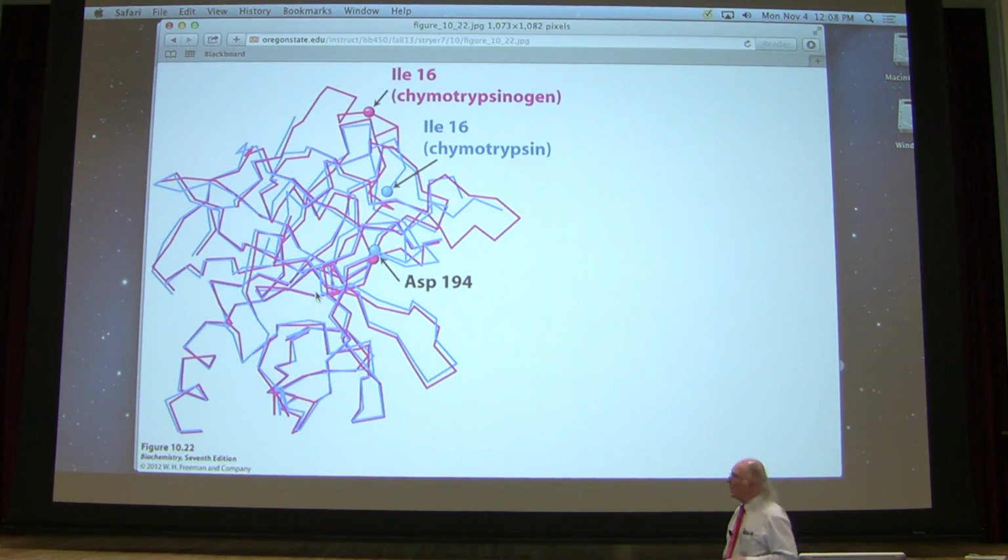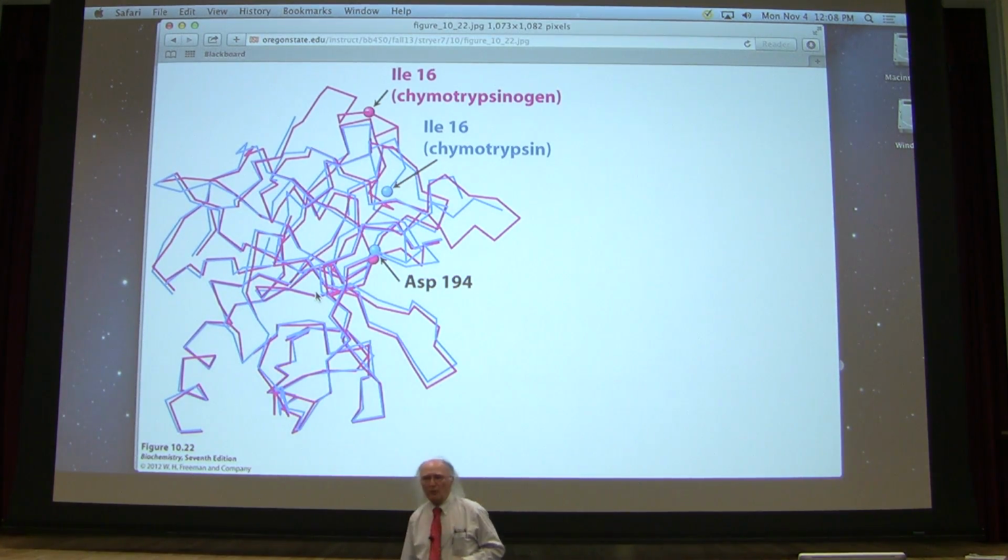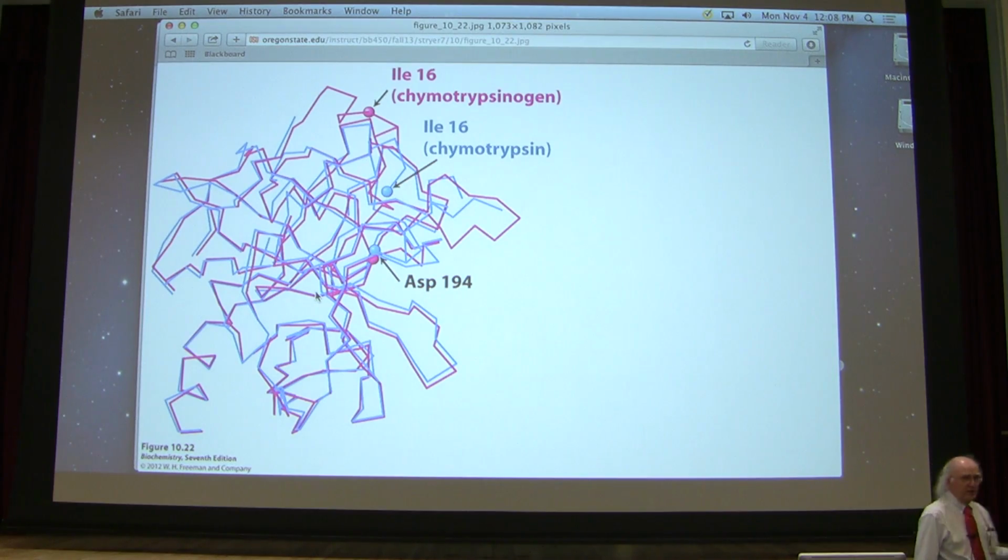This figure shows the comparison between the chymotrypsin, which is in the blue, that's the active form, and the red, which is the chymotrypsinogen, which is shown here. So we're comparing the structures of the two, and we see that the structures, not too surprisingly, are very, very similar to each other. And what we're really interested in is, well, what are the differences in these structures? Because it explains why one is active and the other one is not.